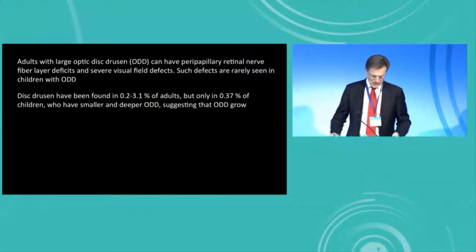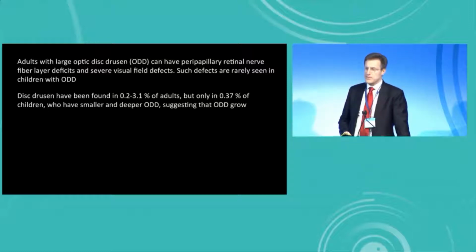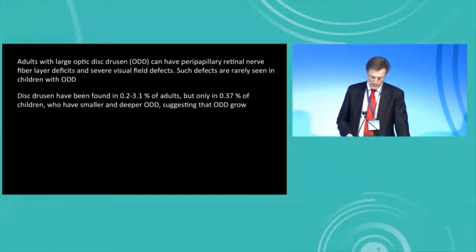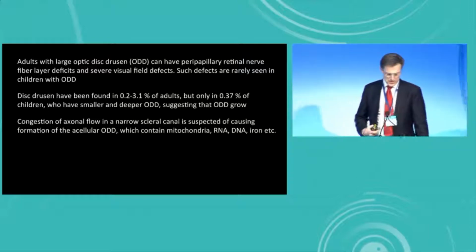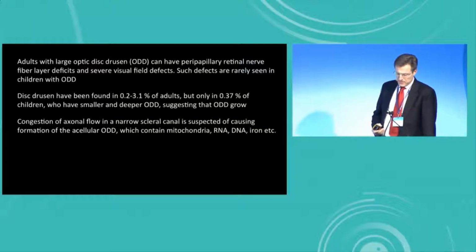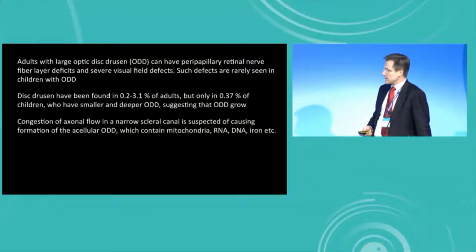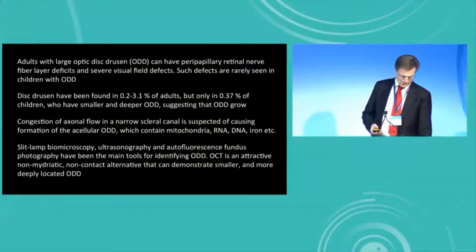If you look at the epidemiology, you find that disc drusen can be found in anything from 0.2 to 3.1% of adults, but only in 0.37% of children, who have smaller and deeper optic disc drusen, suggesting that optic disc drusen is a feature that grows. Congestion of axonal flow in a narrow scleral canal is suspected of causing the formation of acellular optic disc drusen. They contain mitochondria, RNA, DNA, and so on, but they are debris from cellular destruction, probably nerve fiber destruction.